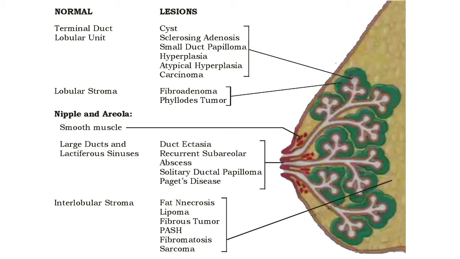The nipple and areola and the smooth muscle are shown by the red area. Large ducts and lactiferous sinuses: lesions which arise from them are ductectasia, recurrent subareolar abscess, solitary ductal papilloma, and Paget's disease. Interlobular stroma: fat necrosis, lipoma, fibrous tumors, PASH, fibromatosis and sarcoma.